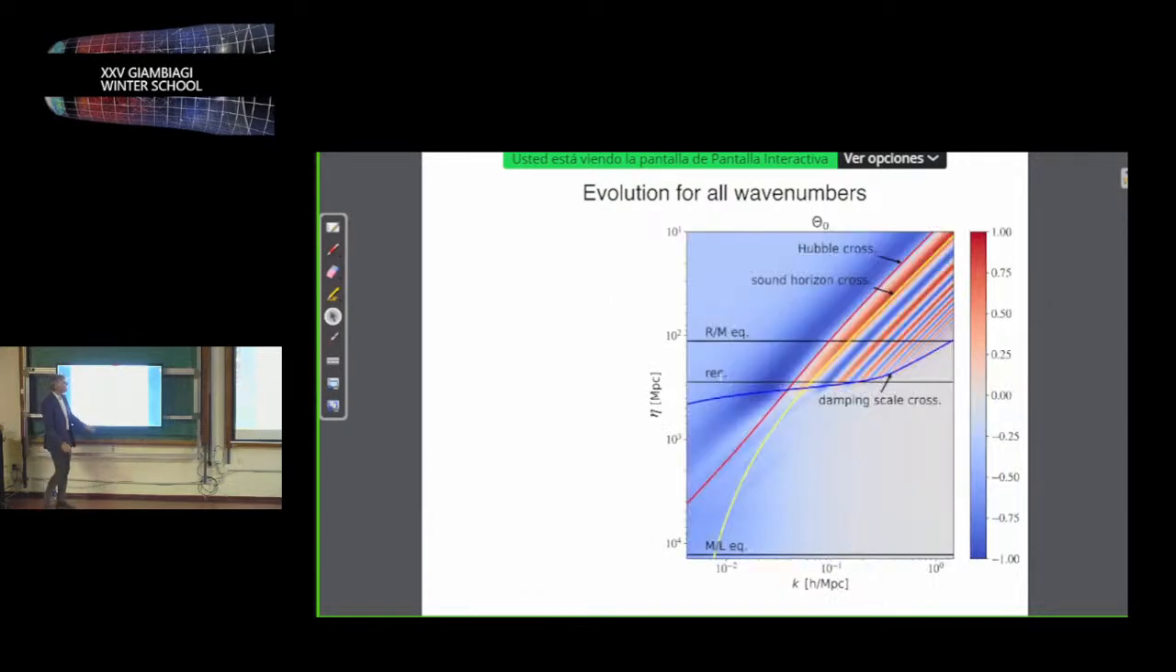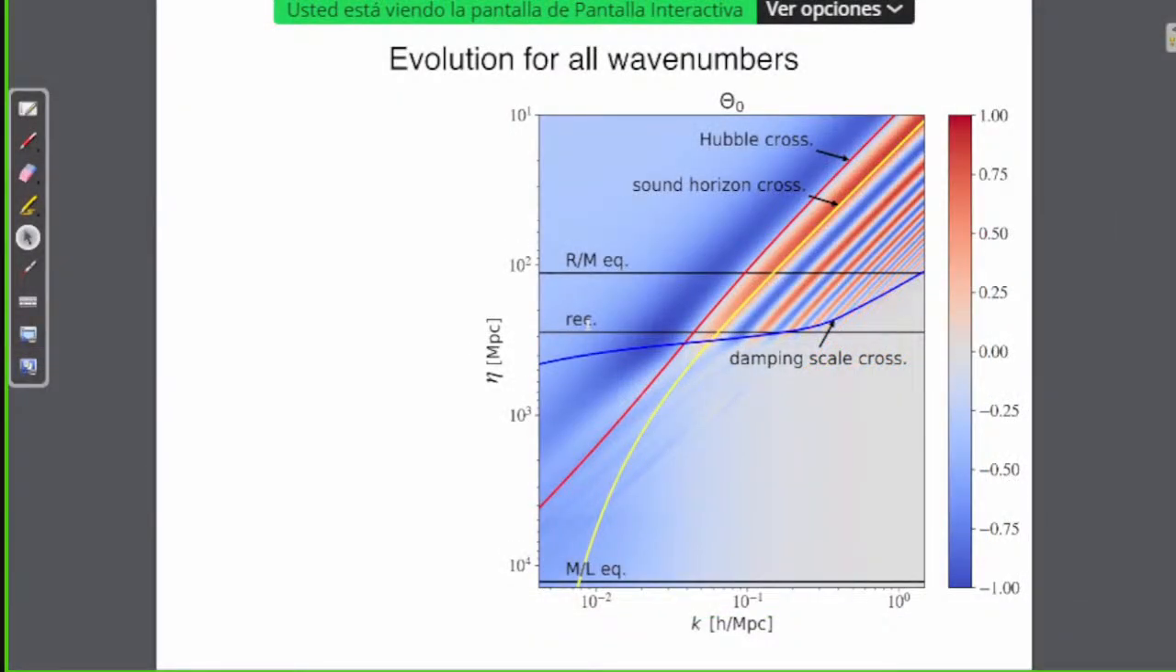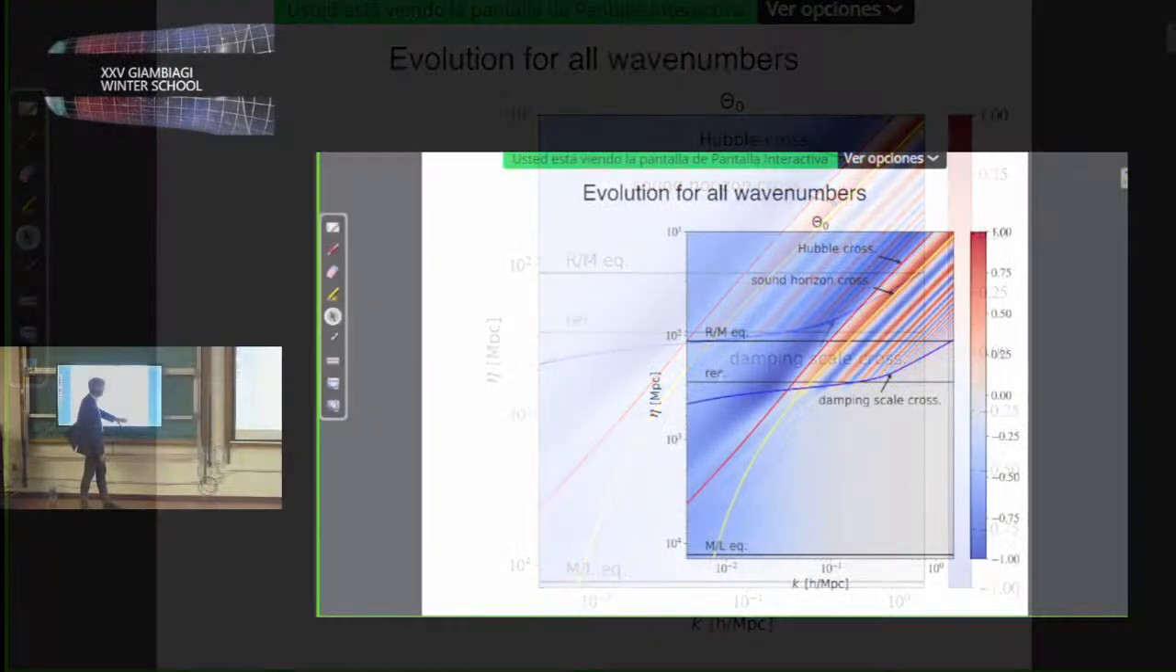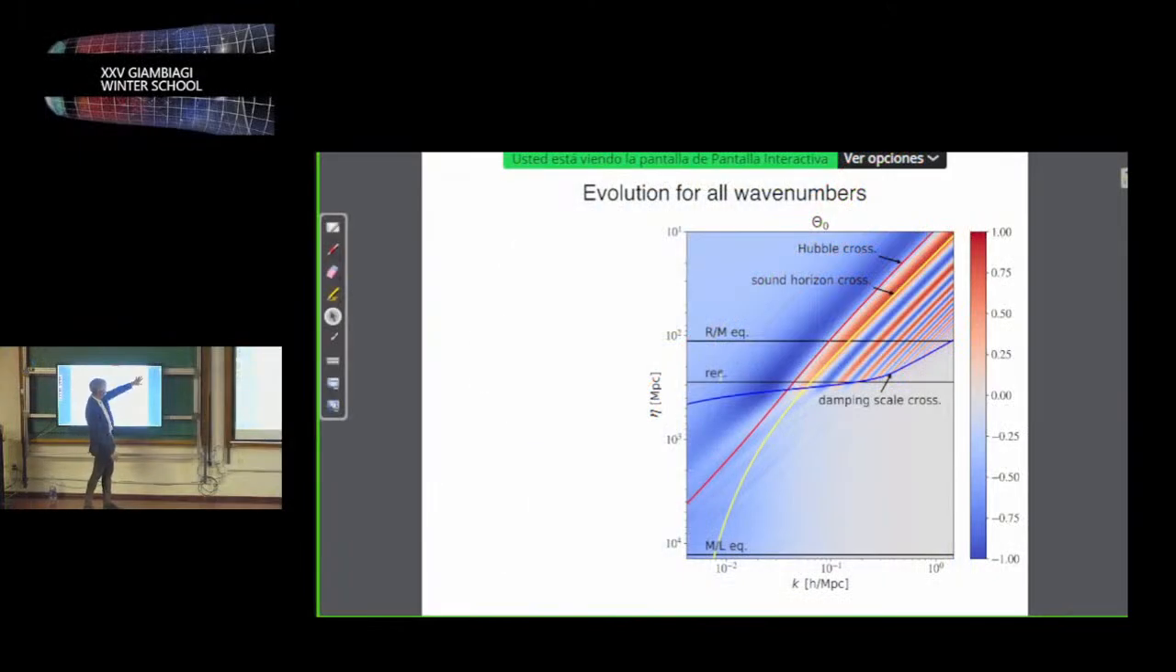All right, same exercise with the other super important variable, which is the monopole, theta 0, which is a variable in the tight coupling approximation. We normalized it to a value of, I think it was -1/3 here. And so we have a homogeneous -1/3. So here blue is negative and red is positive. We always have the same lines: Hubble crossing, equality, recombination.